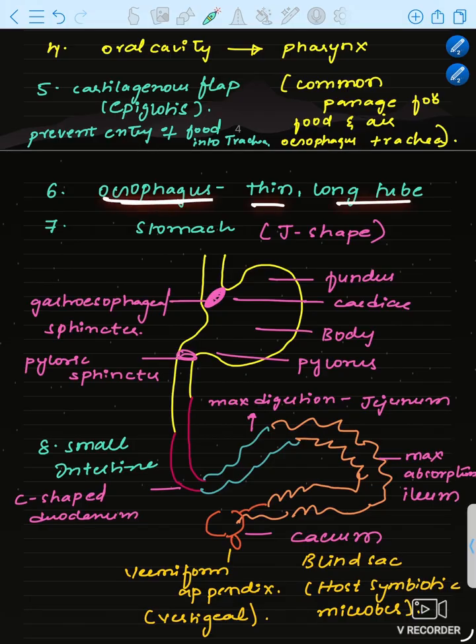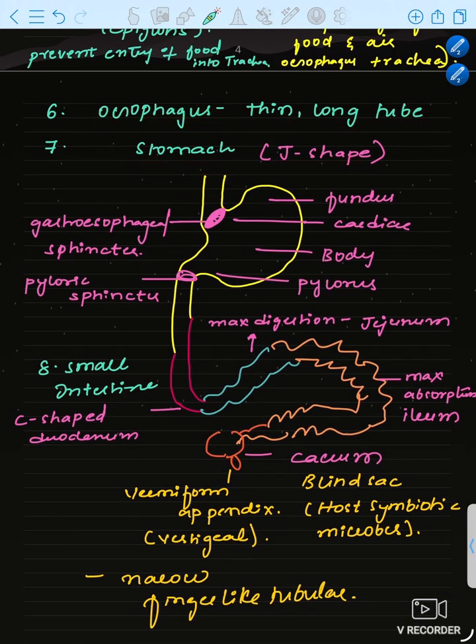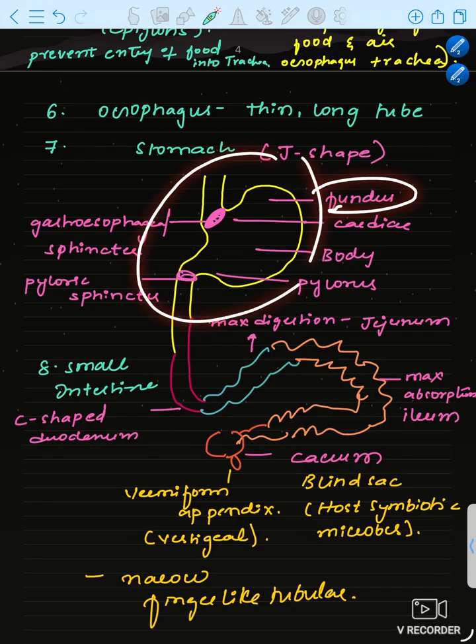Esophagus is a thin, long tube, and next is stomach, J shape. I already told you this thing. This is the stomach, and these are the parts.